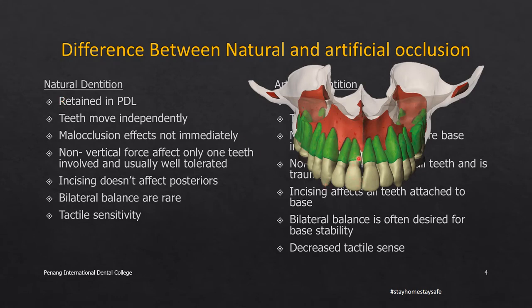The green area is the PDL, periodontal ligament, which encompasses the root of the teeth and which are anchored to the alveolar sockets. Now, as you can see here, the teeth are independent of each other and they move independently to the masticating and the occluding forces. If there is any malocclusion, it affects independently that teeth only and does not affect the other teeth per se.